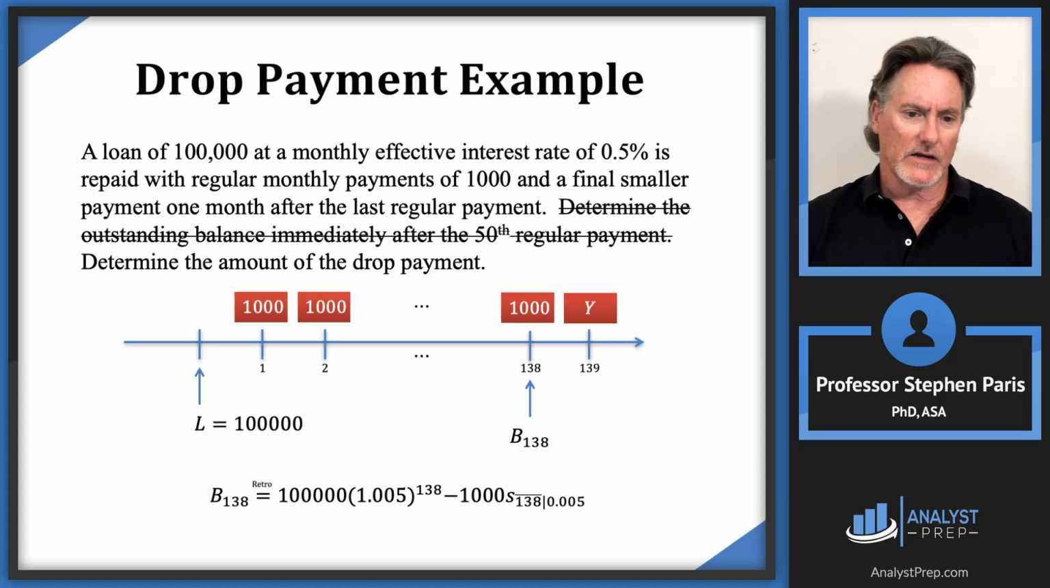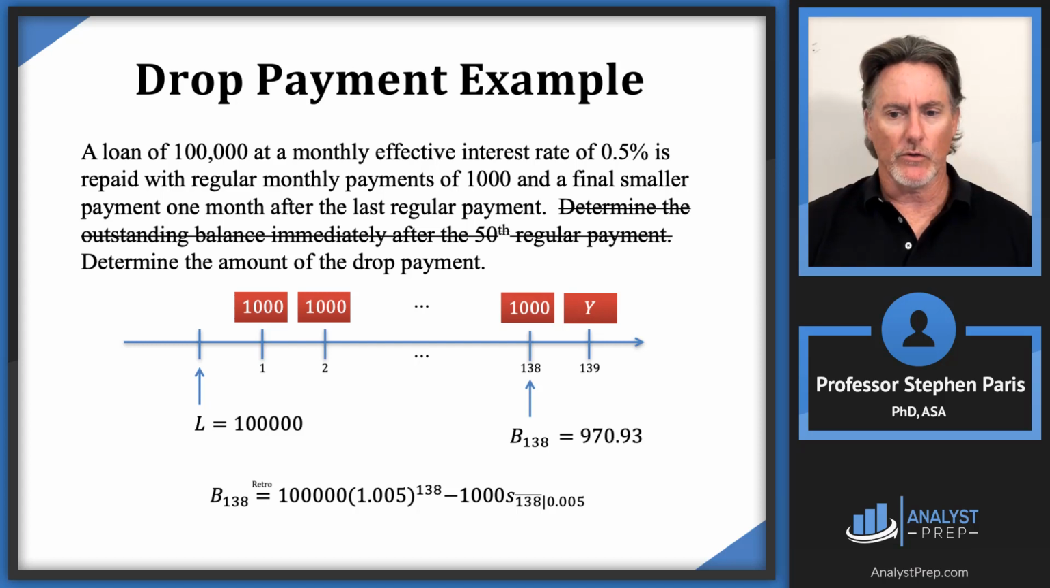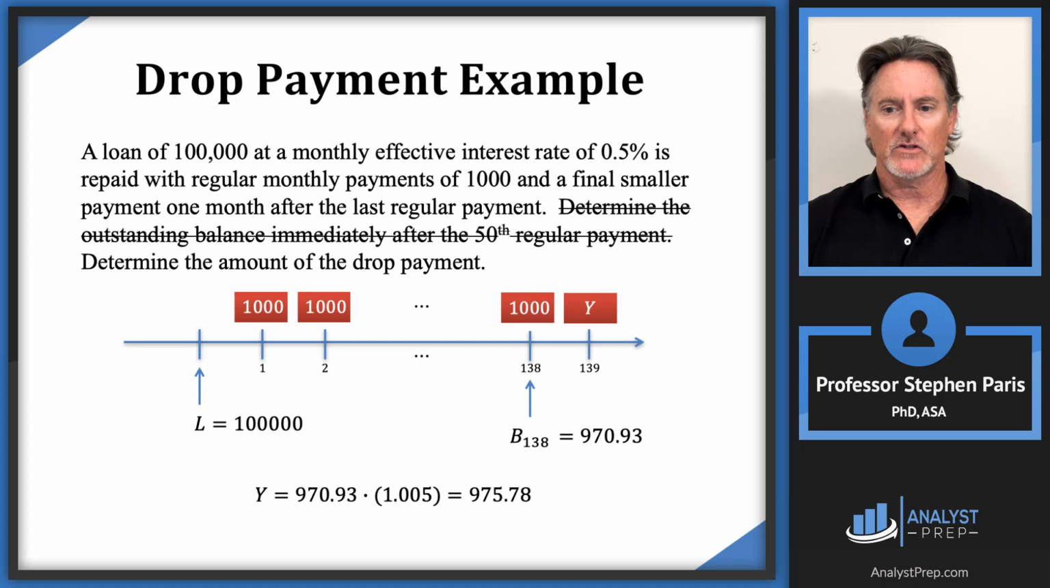This is the exact same thing that we did before, except we had a 50 instead of a 138. So I'll leave it to you to go through the calculations, and you'll see that the balance at time 138 after that payment of 1,000 is 970. And then I need to accumulate that for one period by multiplying by 1.005. And I get the Y value, the amount of the drop payment at time 139. You weren't asked for that, but the amount of the drop payment would be 975.78.